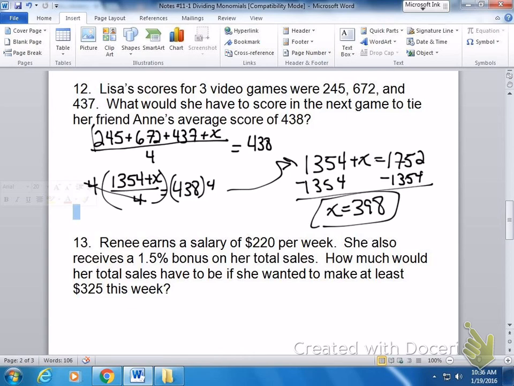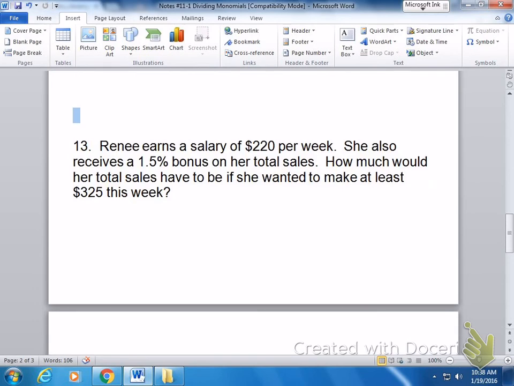Now the last one. Renee earns a salary of $220 per week. She receives a bonus of 1.5% for her total sales. What would her total sales have to be if she wanted to make at least $325? So guys, start with what she has for sure, the 220. Plus, we're going to add to that 1.5% of her sales. Well, we're looking for sales, but I can't multiply by 1.5. You have to convert that to 0.015 times her sales. And they want to be at least, so greater than or equal to, 325.